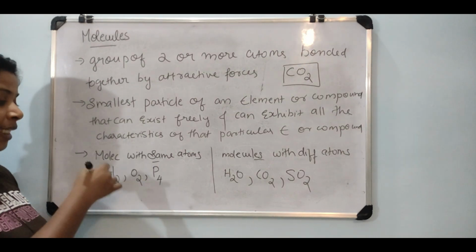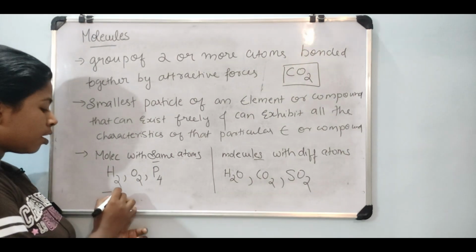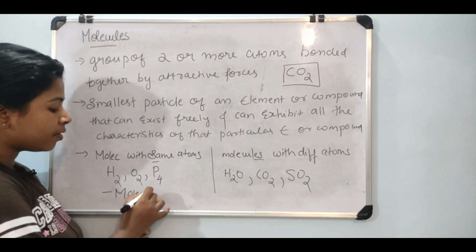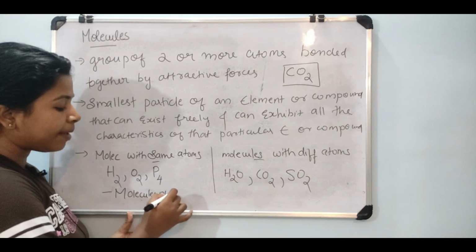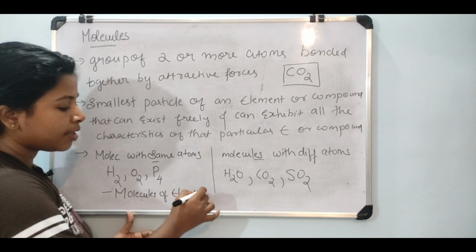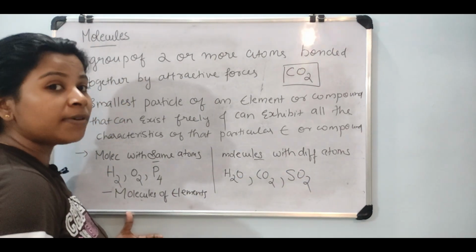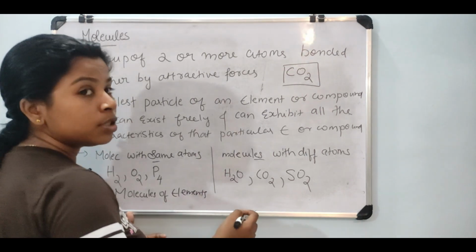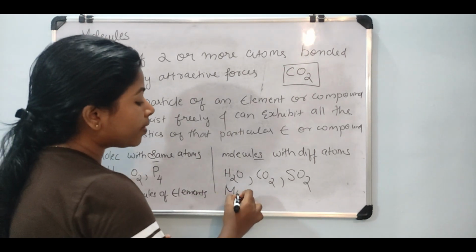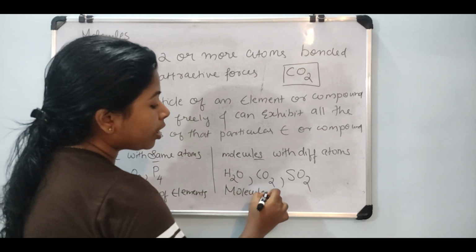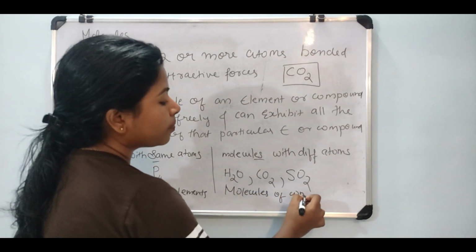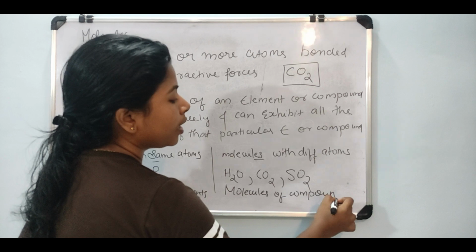So, these types are known as molecules of elements, and this, in which two or more atoms of different elements are combining together to form molecules, is a molecule of a compound. Clear?